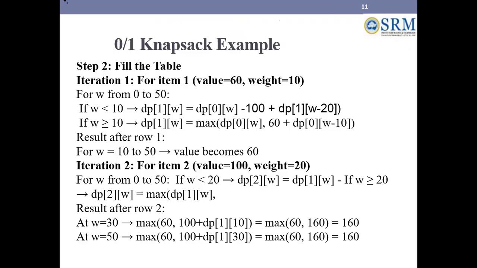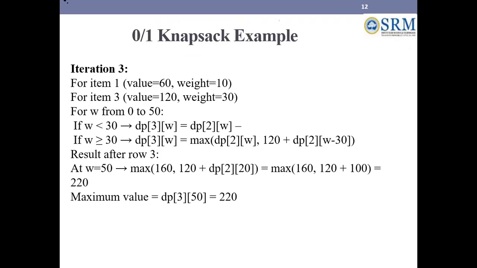And iteration 2 for item 2. First we are taking item 1. In iteration 1 we take the first item, and then we check whether we are adding the item or not. And for item 2, the value is 100 and the weight is 20. For W from 0 to 50, if W is less than 20, apply the formula and find the values. After finding the value, we fill the second row. At W equal to 30, we are finding the maximum 160, and at W equal to 50, the maximum is 160. So that value can be updated in the TP table.